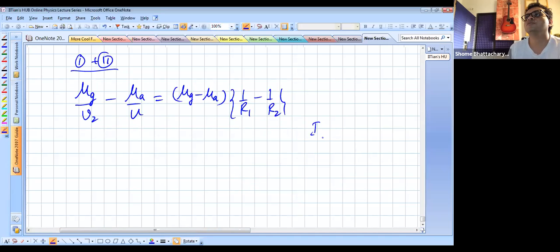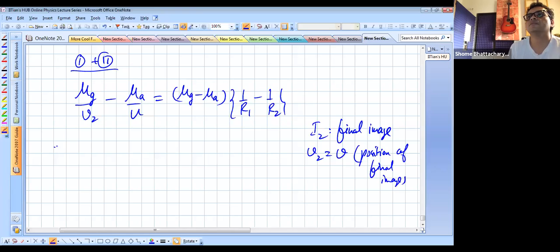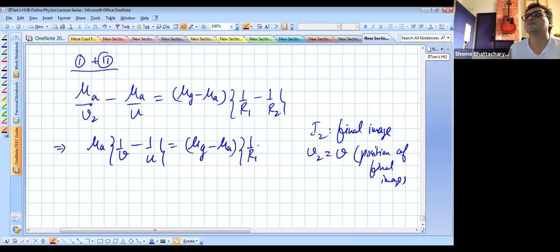Now since I2 is the final image, okay, we'll take V2 as V, the position of final image due to the refraction by the lens. Okay, so having done that, oh sorry, this is mu a only, my mistake. Okay, just verify over there. It's not mu g, this is mu a. So we have mu a into 1 by V minus 1 by U is equal to refractive index of glass minus refractive index of air into 1 by R1 minus 1 by R2.